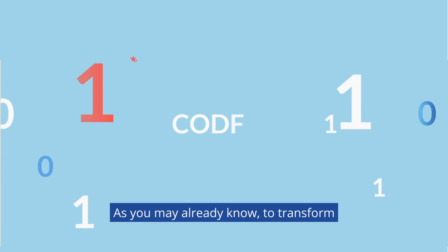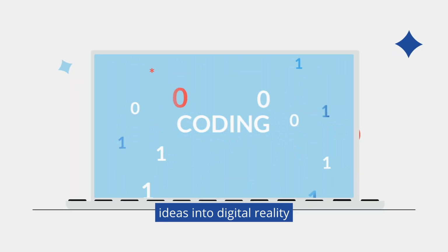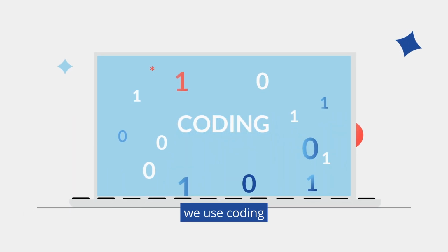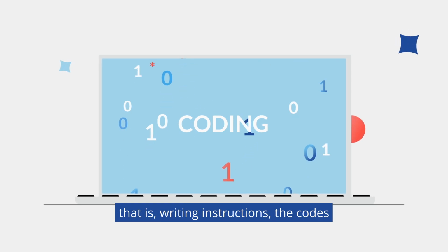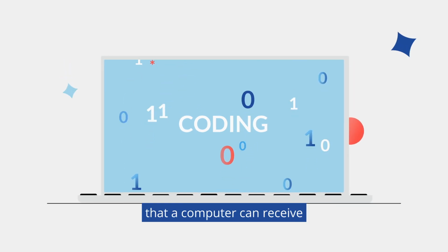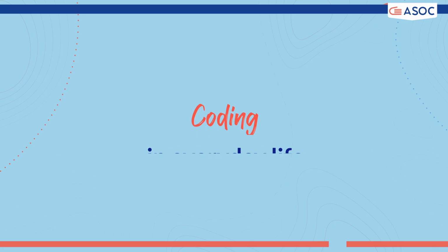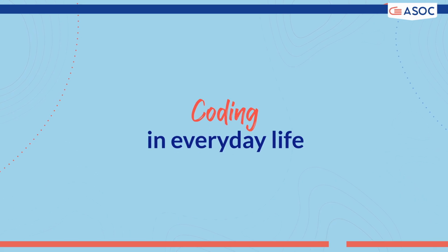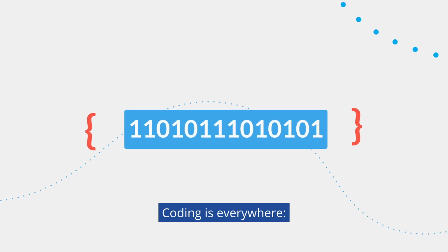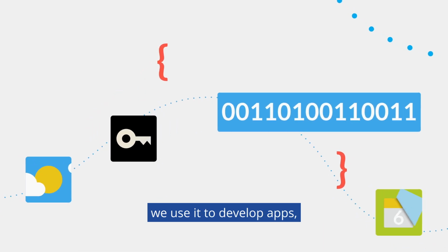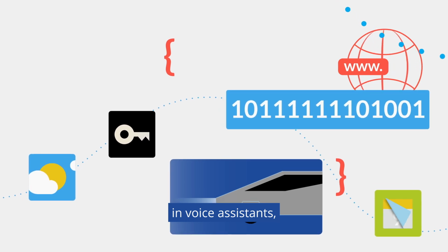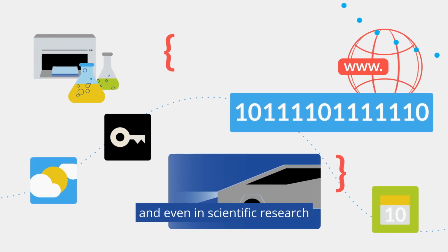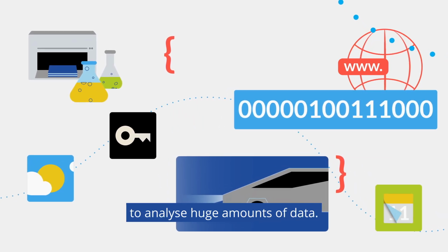As you may already know, to transform ideas into digital reality we use coding, which in one word means programming, that is, writing instructions, the codes that a computer can receive to execute specific tasks. Coding is everywhere. We use it to develop apps, in websites, in self-driving cars, in voice assistants, and even in scientific research to analyze huge amounts of data.